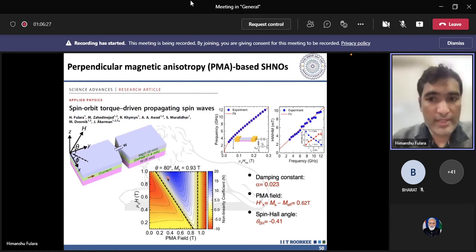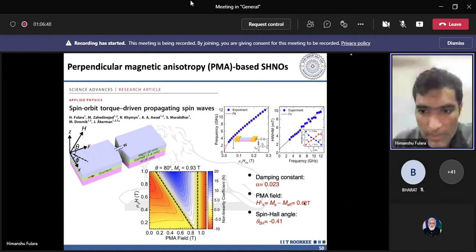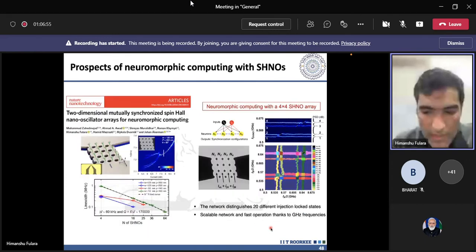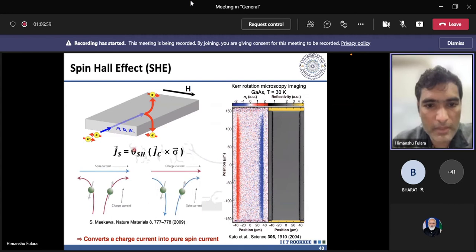I am not going into these things, but we determined these parameters. These are very important parameters, I would say. This is the damping constant, which is very important because we need to know how much damping is in our material. This was the PMA field which I'm talking about. We have a reasonably strong perpendicular magnetic anisotropy field of 0.62 Tesla. And this is the spin Hall angle. What is this spin Hall angle? Okay, I forgot to explain that thing. The spin Hall angle is given by this equation.